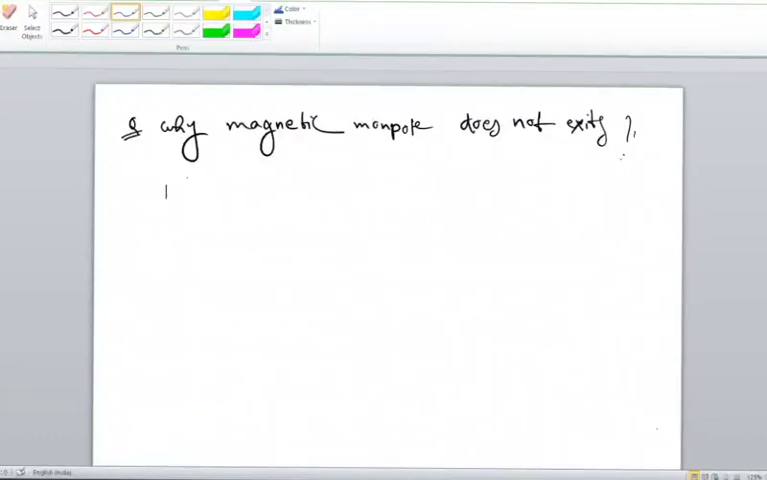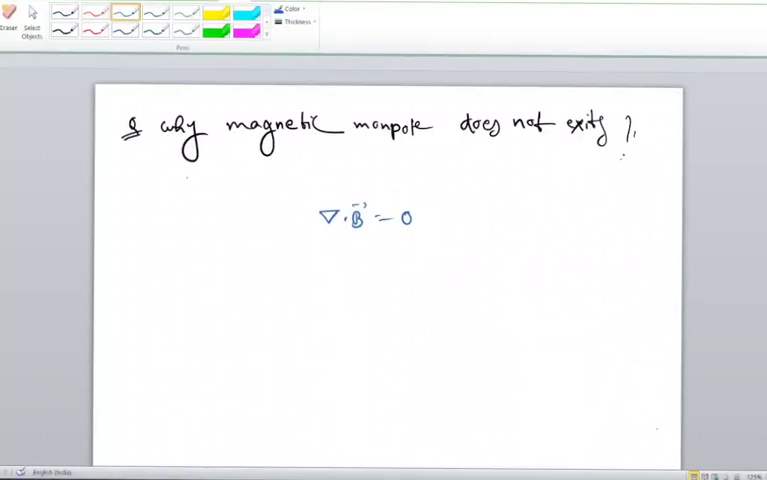Today we have a question: why doesn't a magnetic monopole exist? We can explain this from Maxwell's second equation. We know Maxwell's second equation is divergence of B equals 0, and here B is a vector quantity, the magnetic field.